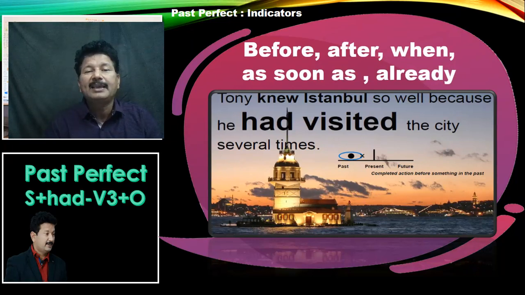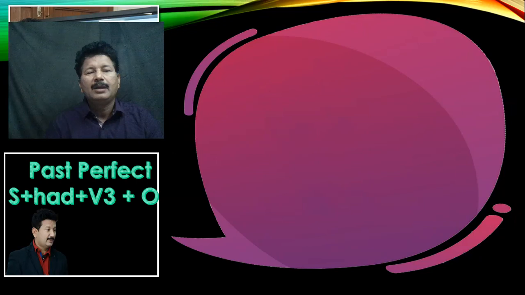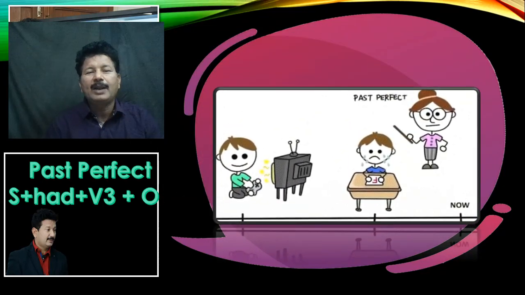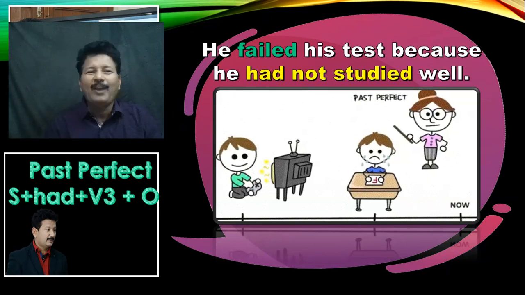So here the keywords to identify the past perfect are before, after, when, as soon as, already. So now let's look at this. Look at the pictures. The boy watched TV all the time. So as a result, what happened? He failed his test because he had not studied well. Observe carefully, there are two actions here. So as he had not studied well, he failed his test, right?